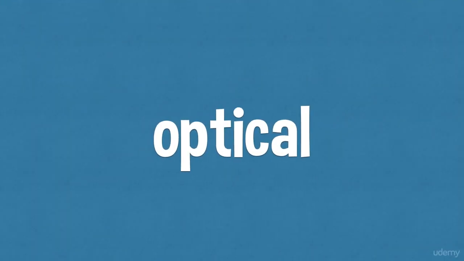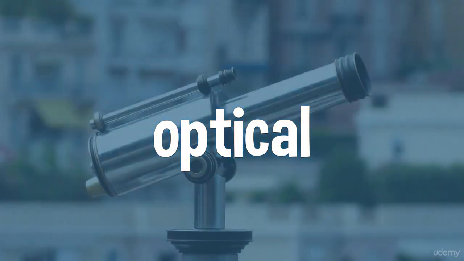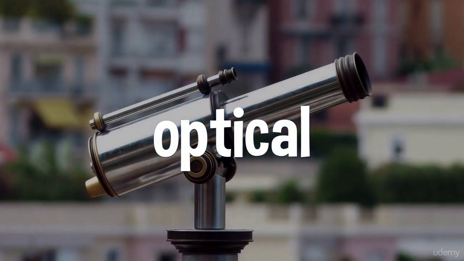Optical is your next word, optical. Optical devices and processes and effects involve light or vision or images. It's basically anything to do with vision, light or images. Here's an optical telescope, so you can look at the stars.